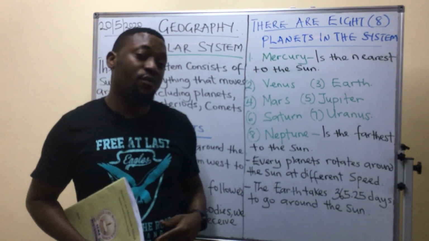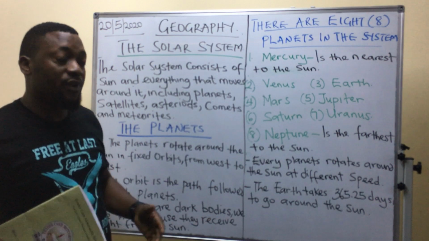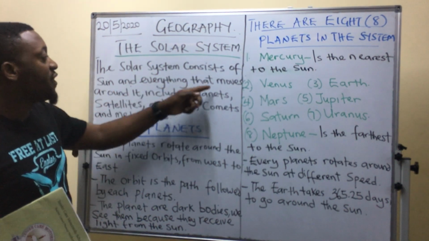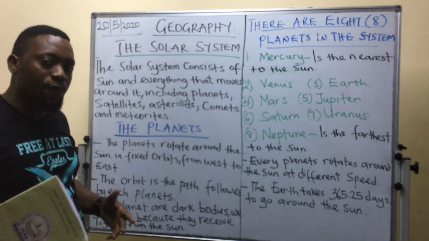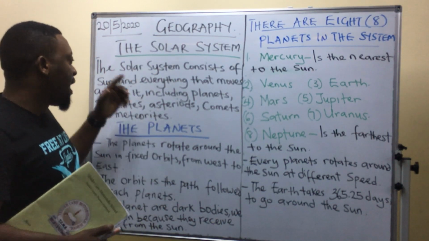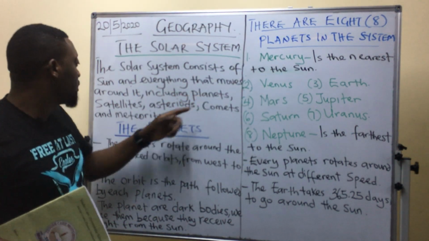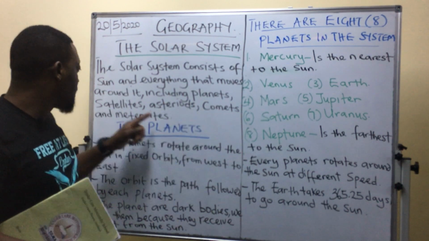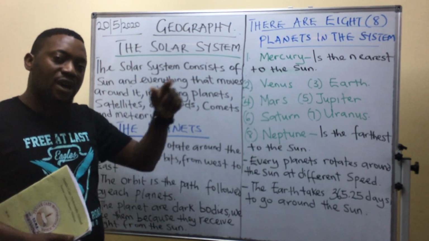I would like to repeat myself so that you can understand this solar system very well. The solar system consists of the sun and everything that moves around it. And what are the things that move around the sun? The planets, the satellites, the asteroids, the comets, and the meteorites.